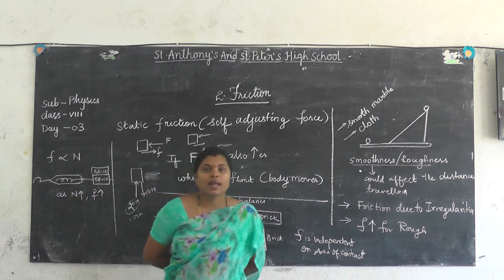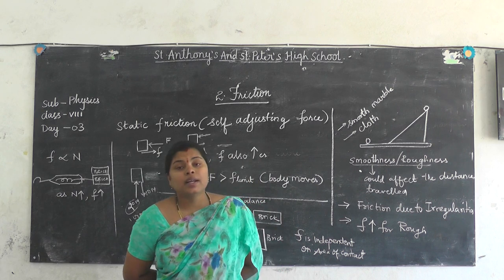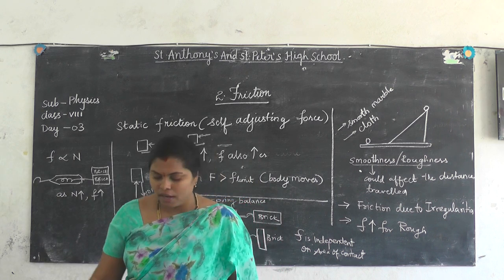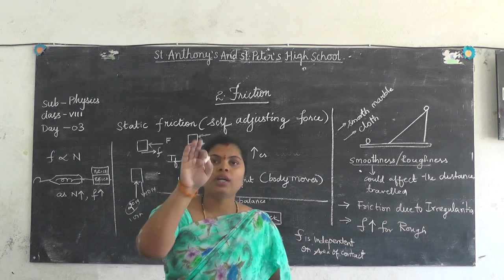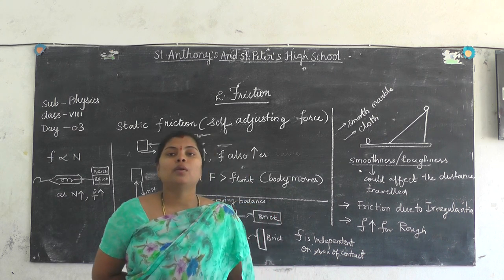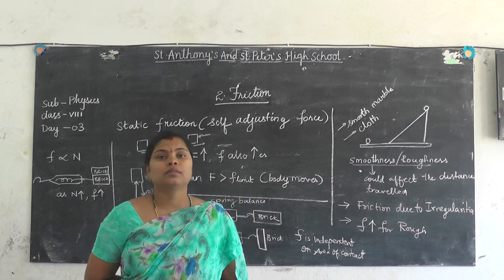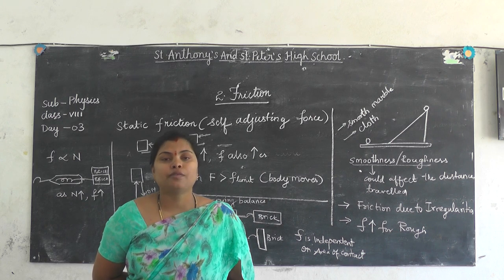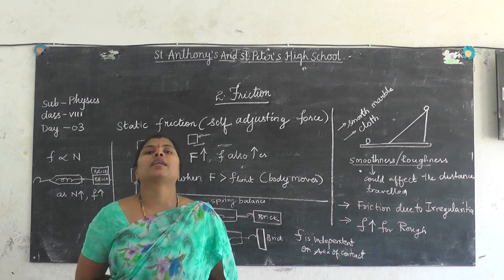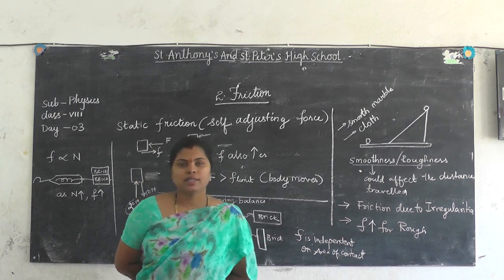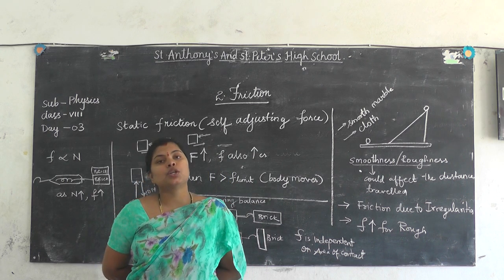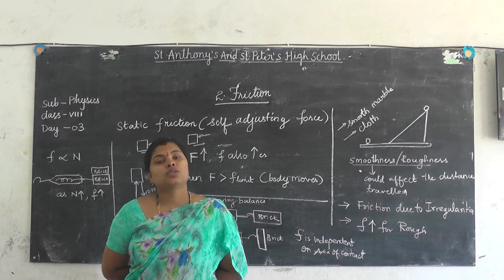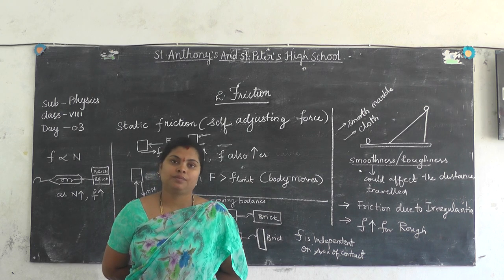How am I saying that normal force is increased here? See children, in the vertical direction, you observe what is the net force acting. What is the net force acting in the vertical direction? I say the net force acting is 0, since it is not moving, it is at rest.